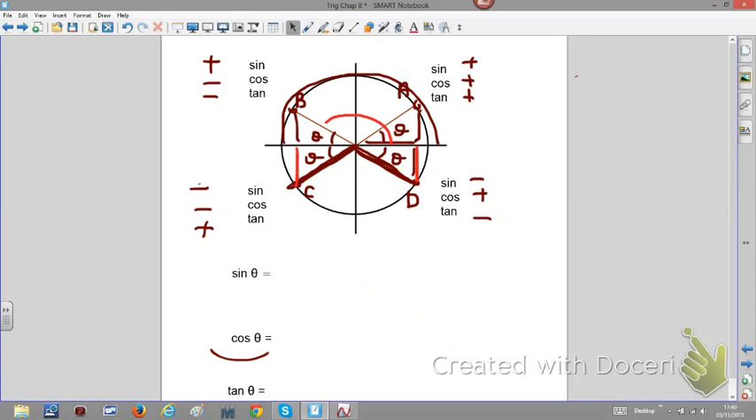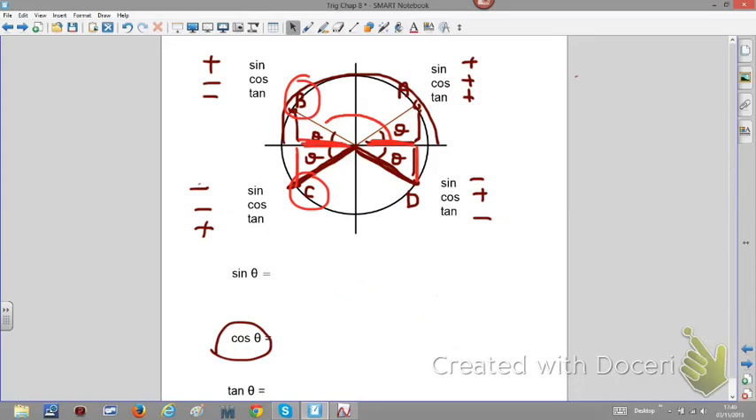Now let's think about cos theta. Now cos theta is the x-coordinate, so we're thinking about here and here. And we can see that the x-coordinate for A and D is exactly the same, and it's positive. And the x-coordinate for B and C is exactly the same, and it's negative. So let's write that down.